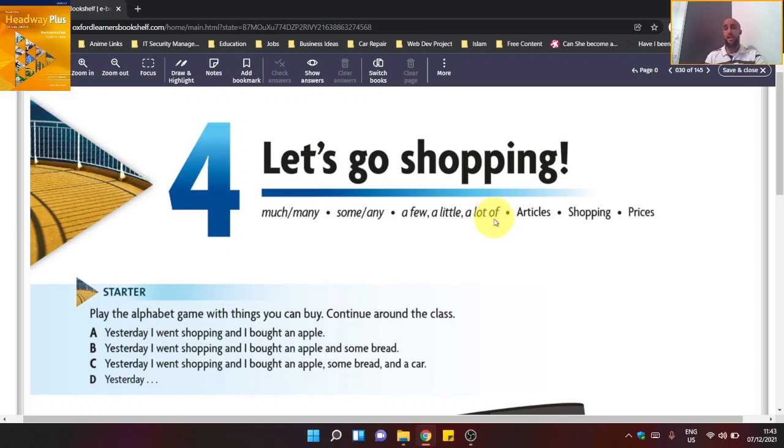Anyway, there are other things to discuss, such as articles. We're going to talk about the subject of shopping, and how to say or read prices. So when we say how much is that, we can say it is £1, or in Saudi Arabia we say it is 1 riyal. Okay, good.